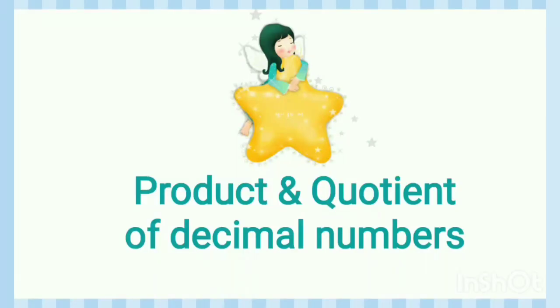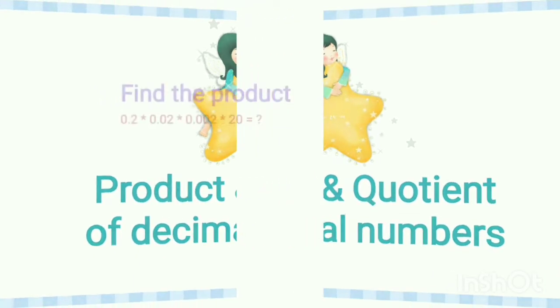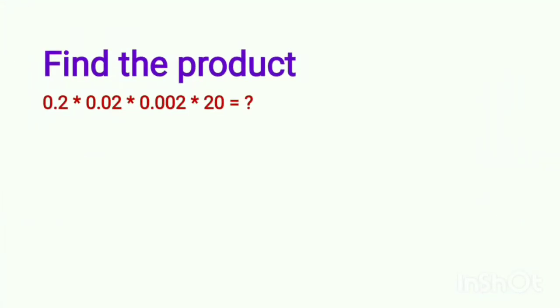Product and quotient of decimal numbers. We have already learned how to find the product and how to find the quotient for decimal numbers. Let's solve some example problems for better understanding. Find the product of 0.2 into 0.02 into 0.002 into 20.